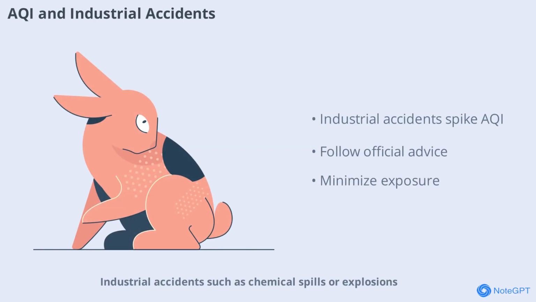Industrial accidents such as chemical spills or explosions can release large amounts of pollutants into the air. These events can cause the AQI to rise rapidly, posing immediate health risks. Authorities use AQI data to issue warnings and guide emergency responses. Staying informed and following official advice is crucial during industrial accidents to minimize exposure and stay safe.